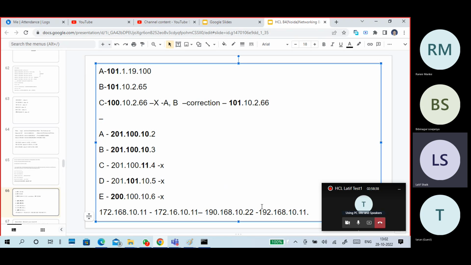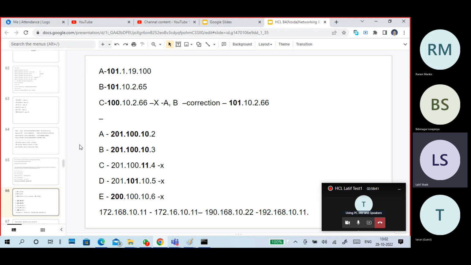Next one is something I've written here, guys. When you are entering an IP address, make sure you are entering the proper, correct IP address without wrong typing. Some people do that because of habits, mixing them up. Like 172.168 on one PC, and on another PC they will put 172.16.10.11. Some people put 190 instead of 192.